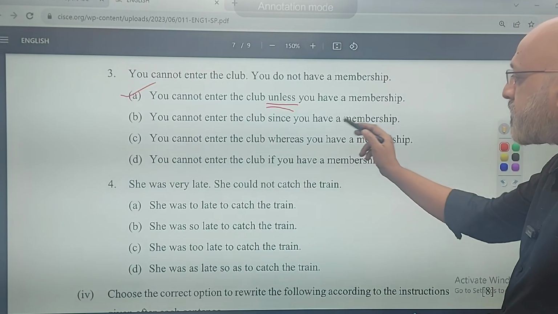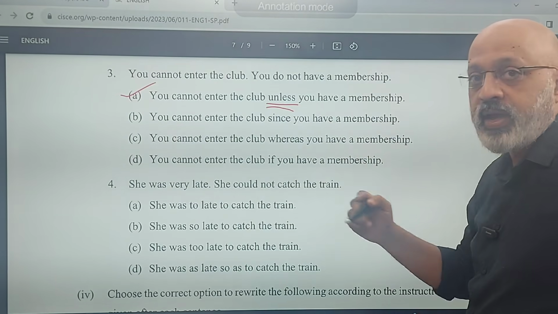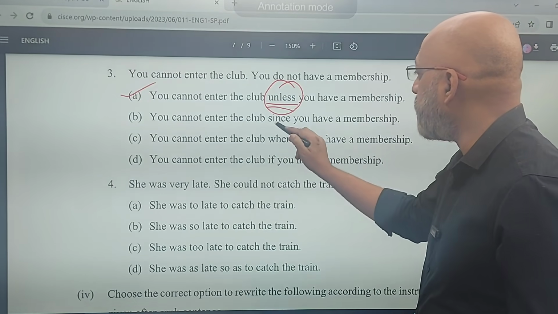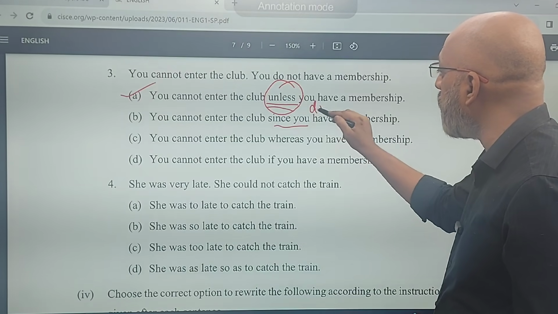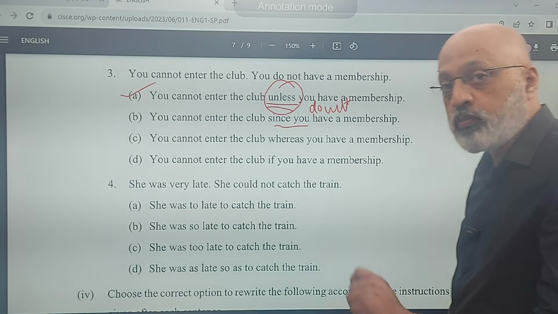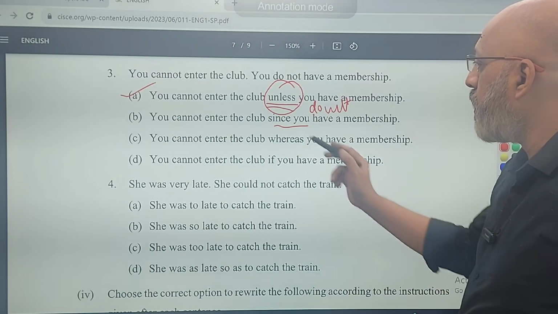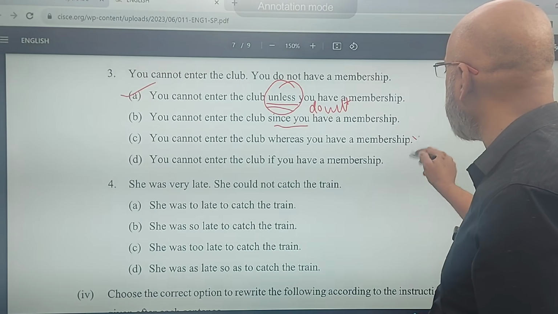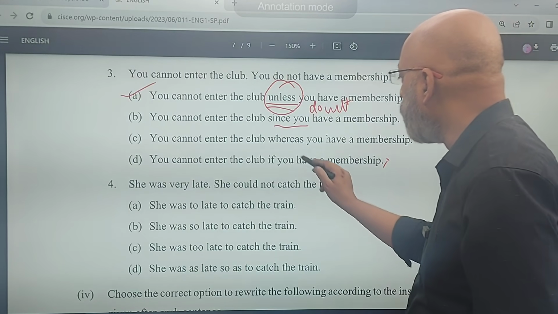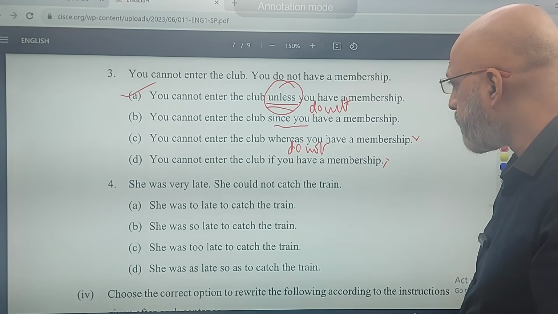You cannot enter the club since you do not have. इसमें because का सेंस नहीं है, unless का इस्तेमाल करना है, unless you have this thing. That is the condition, right? यहाँ पर since you do not have होता, then it would have been kind of okay. Okay, since you do not have a membership, उस वजह से तुम क्लब में दाखिल नहीं हो सकते. You cannot enter the club whereas you have a membership. This is wrong. You cannot enter the club if you have a membership. This is also wrong. Okay, if you do not have a membership, this would have been right, right?